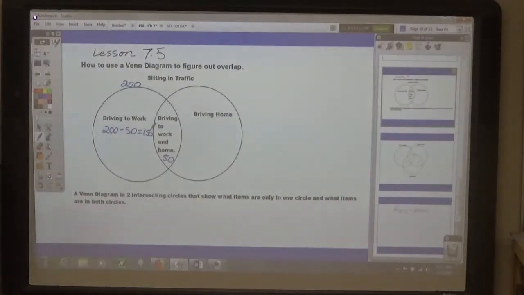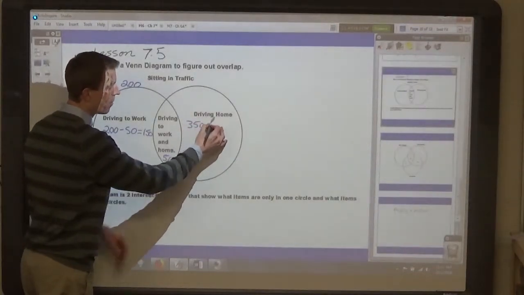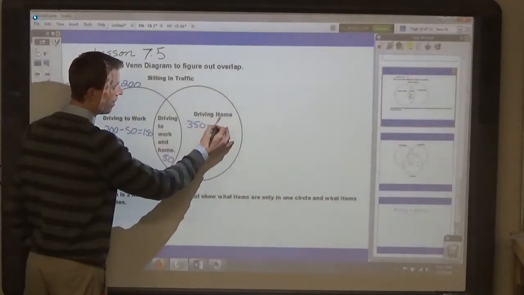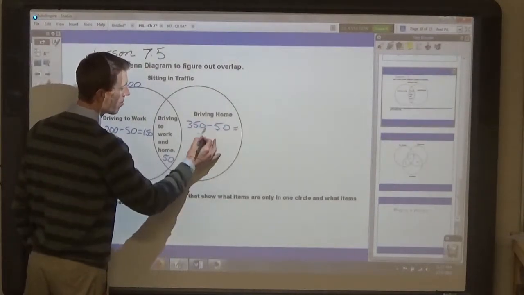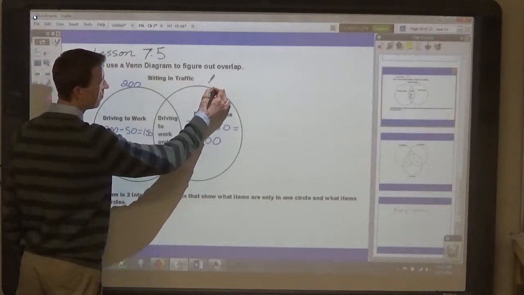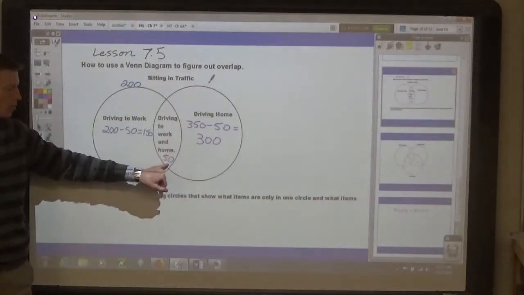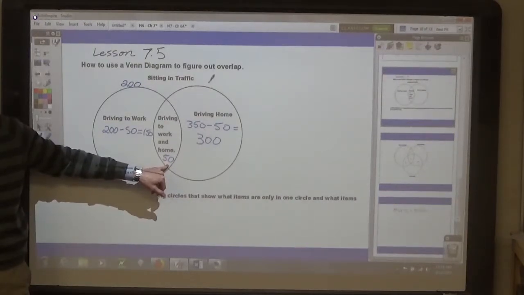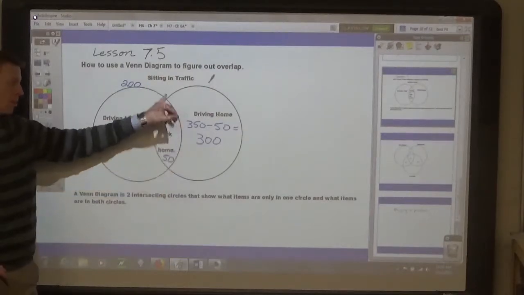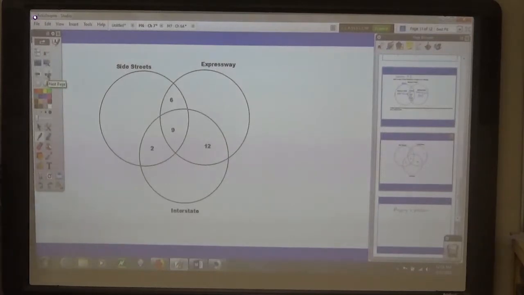Then, it says 350 sit in traffic driving home. Again, if we already know how many sit in both, then 350 minus 50 equals 300. Okay? So if you know what's in the total circle, you have to subtract out what's in both. That's how the Venn diagram works. Now, this one's pretty simple. Let's go to one that we're going to answer some questions about.